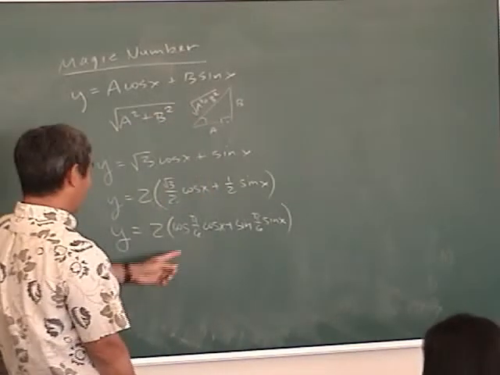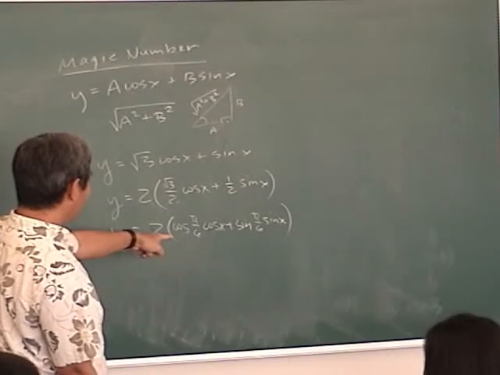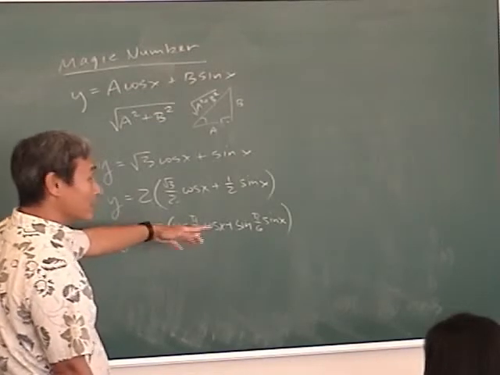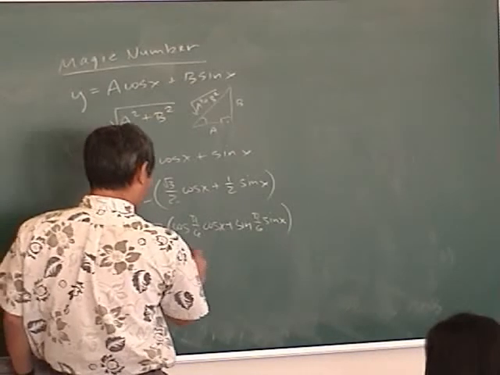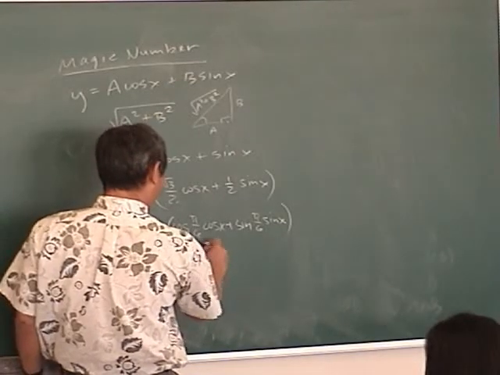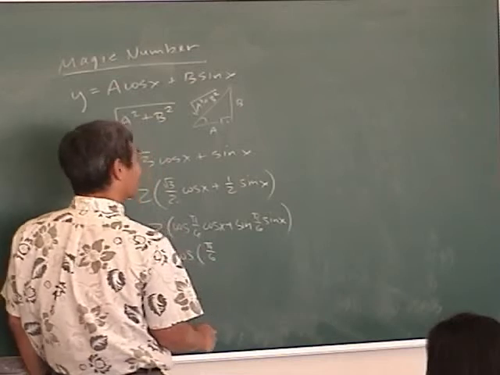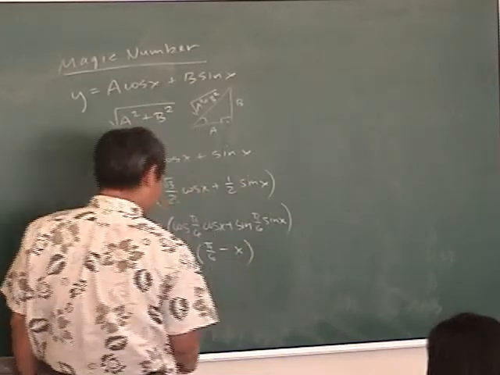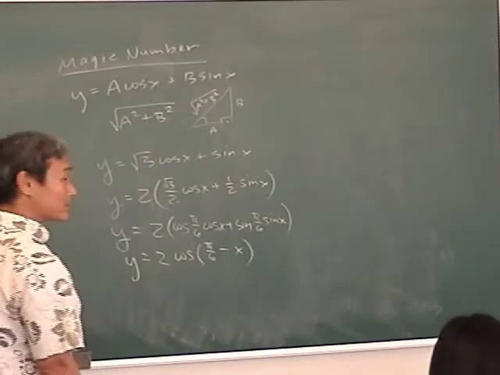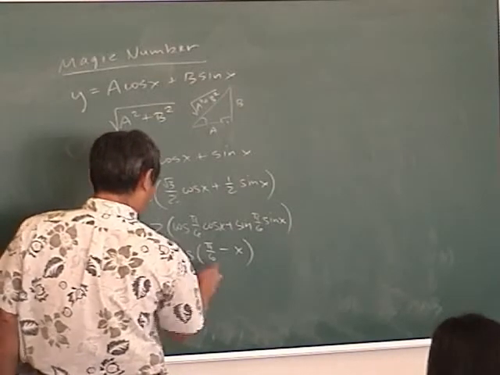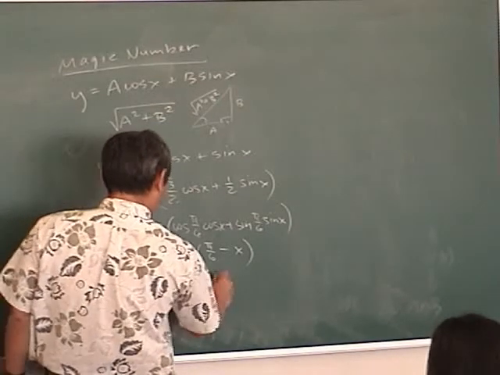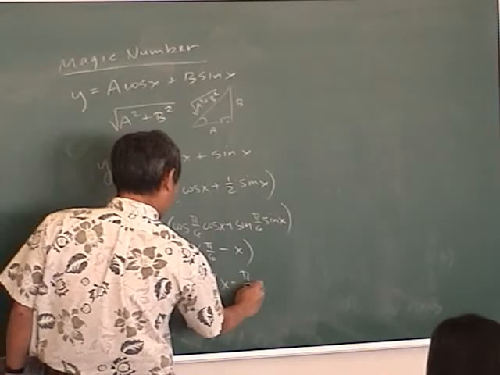And then, look, cosine cosine, sine sine. What is it? That's cosine of pi over 6 minus x. And there you go. You wrote it as a single cosine function. But you have to simplify it. So you can simplify this to cosine of, can I just switch to x minus pi over 6 like that?